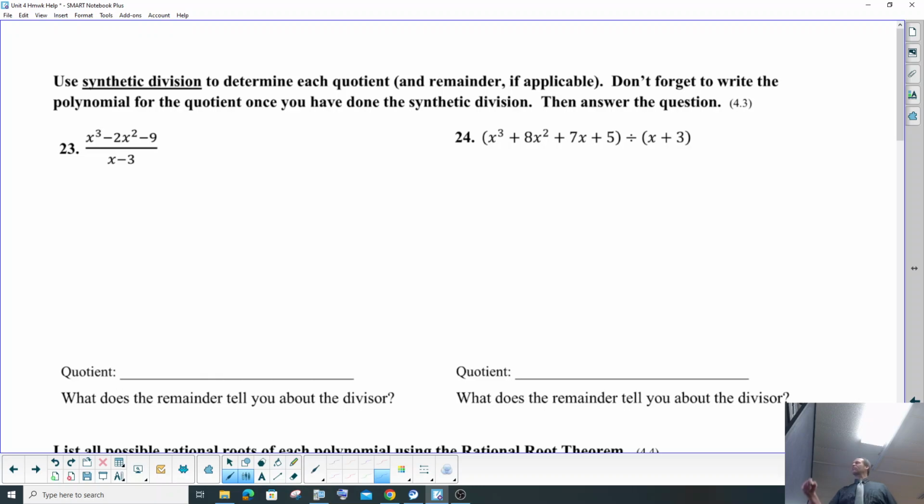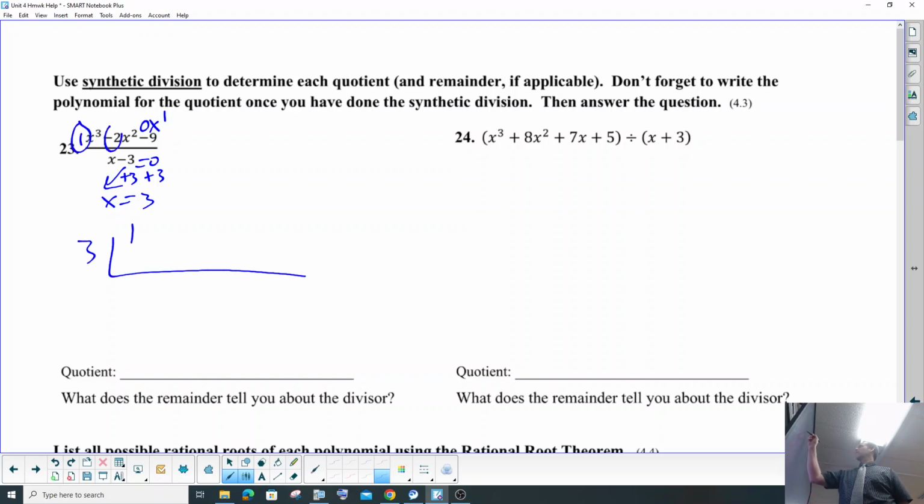Woo! Now do synthetic division. Not bad. Oh, placeholder, placeholder. Watch out for those. So we don't use a negative 3. We set equal to 0 and add 3 to the other side. And so we're going to use a positive 3. So 3 into invisible 1, negative 2, 0, negative 9.